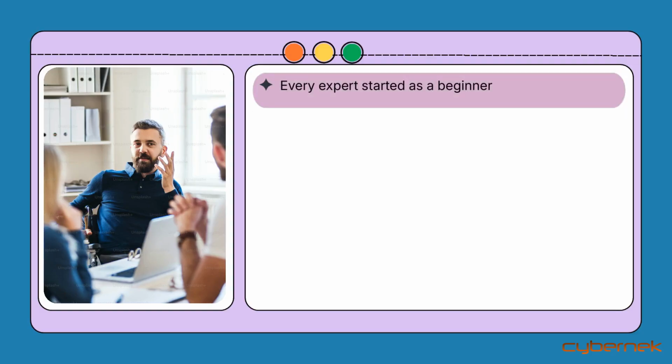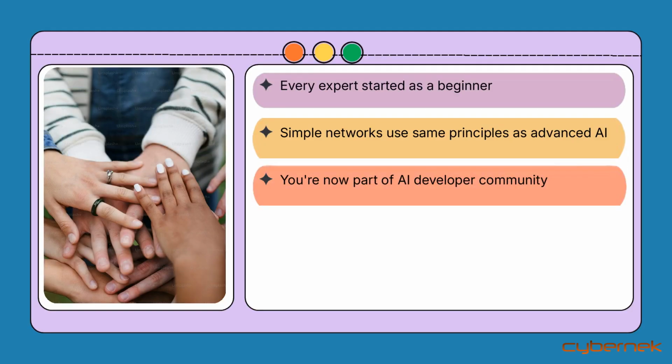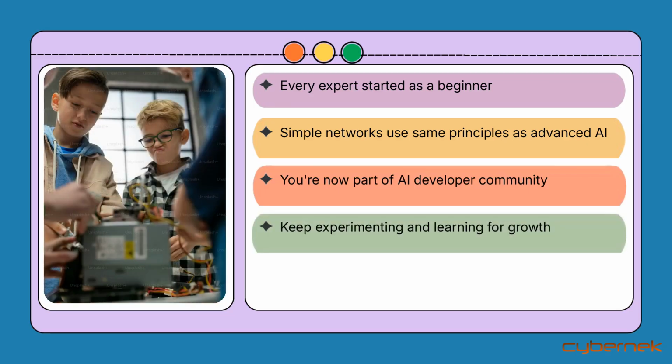The neural network you just built might seem simple, but it's using the same fundamental principles that power the most advanced AI systems in the world today. You're now part of an exciting community of developers and researchers pushing the boundaries of what's possible with artificial intelligence. Keep experimenting, keep learning, and most importantly, have fun with it.